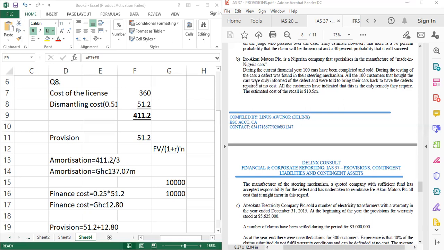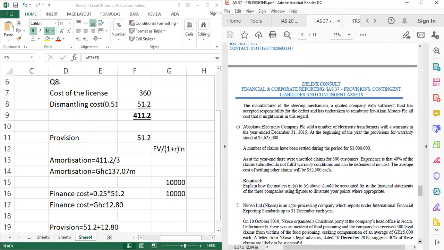Are you okay? So you make provision and still recognize an asset, because they say that any amount you are going to spend, they are going to reimburse you. So if you are sure that you are going to spend all the 10.5 million, then you create an asset to match the liability. So 10.5, 10.5. Are we okay? All right. Let's come to the C.